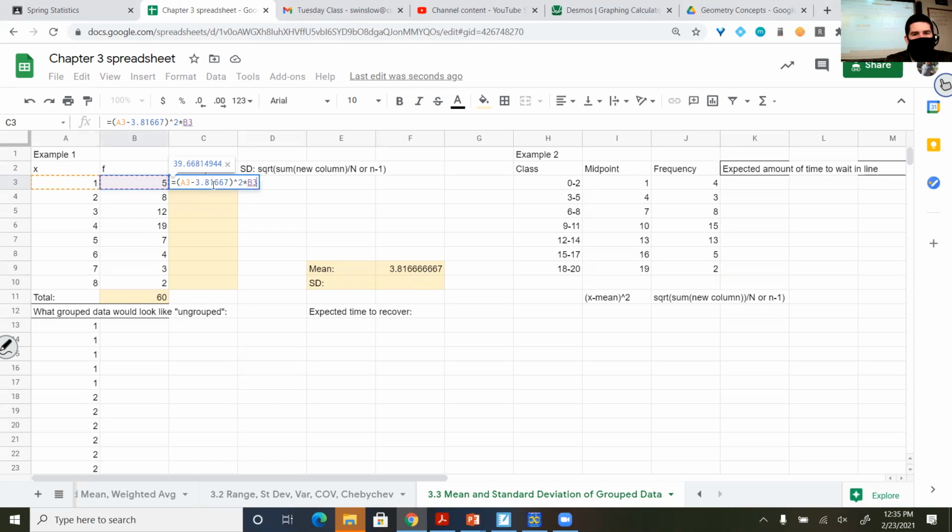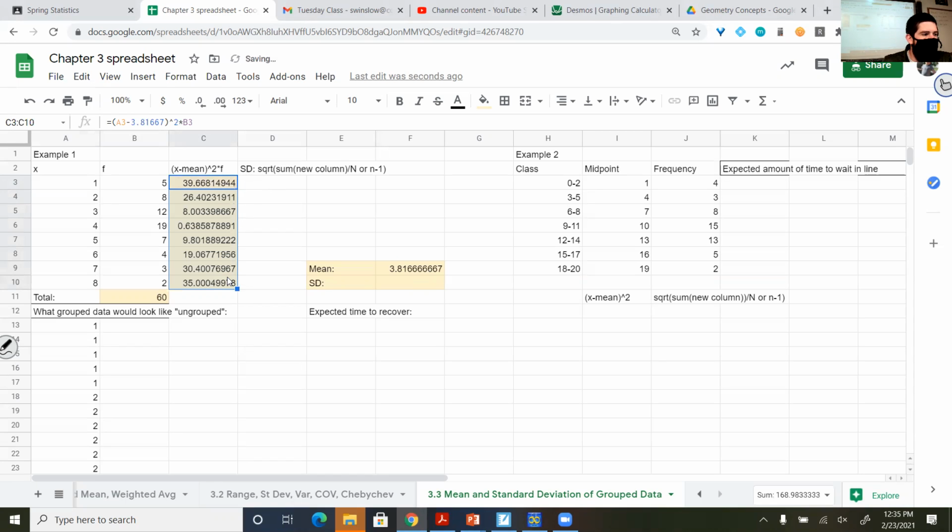So now me doing this cell, that has now set me up for my entire column. So I'm getting 39.668. I'm going to take this, drag this down, and now I have all these values. Now I'm going to go ahead and double check. So A3 minus 3.81, A4, A5, A6, A7. So this all looks pretty good.